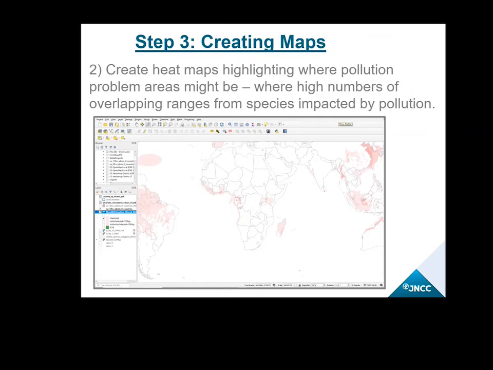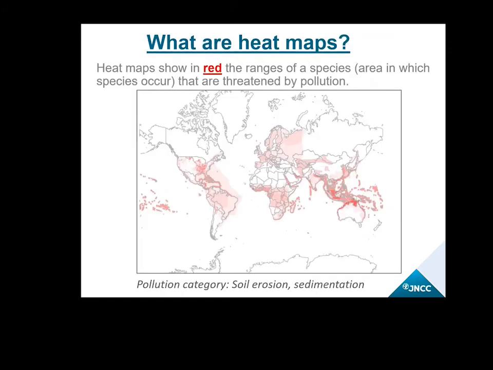The second way we can visualise the global impact of pollution on species is to use the species range maps to create heat maps highlighting where the pollution problem areas may be. Species range maps show areas where species can be found, for example rivers where the South Asian river dolphin inhabits. Heat maps show in red the ranges of species, which are the areas in which species occur, which are threatened, in this case by pollution.